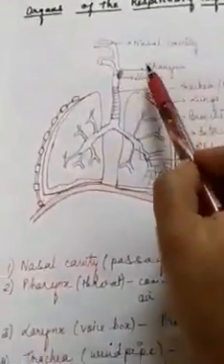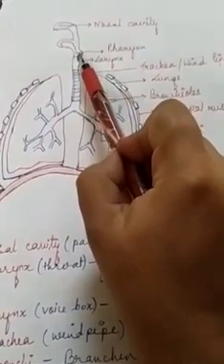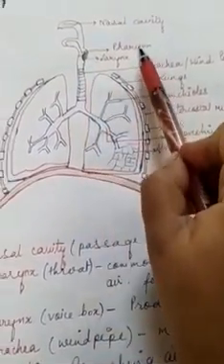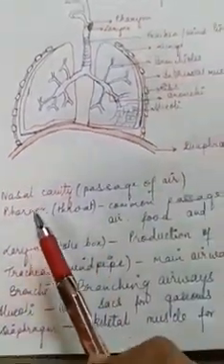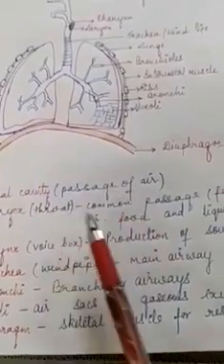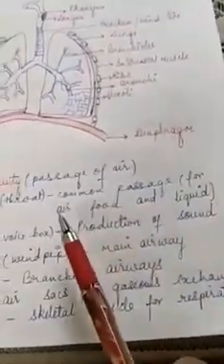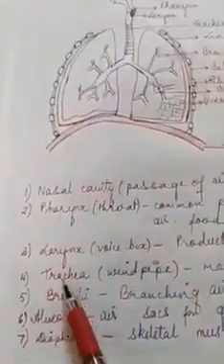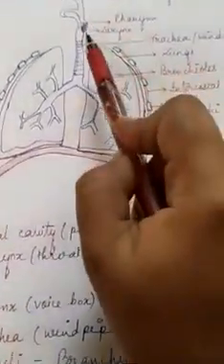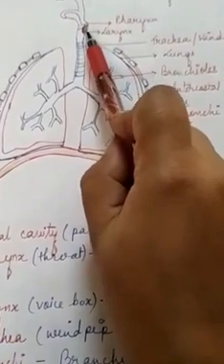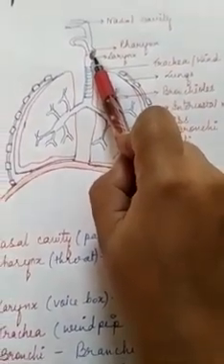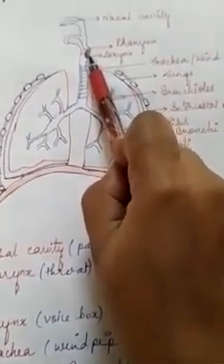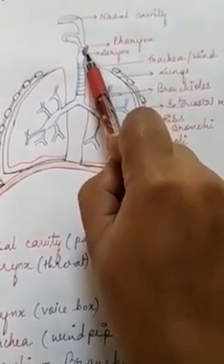Now, this part is called the pharynx. Okay, now what is pharynx? Pharynx or throat. It is a common passage for air, food and liquid. After pharynx, we have larynx or the voice box. This is the area of the respiratory system in which sound is produced.